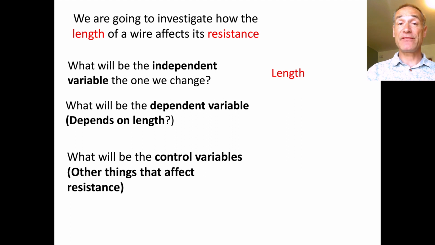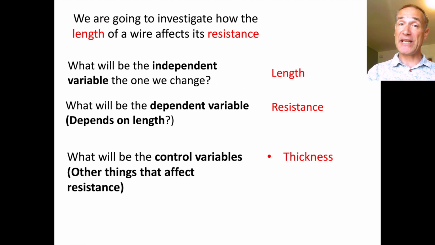So the independent variable is the one that we're changing, and we're going to change the length. Of course, the resistance will depend on the length, so that's the dependent variable, and that's the one that we're measuring and calculating. And finally, because we only want to find out how length would change resistance, we've got to keep other variables the same.